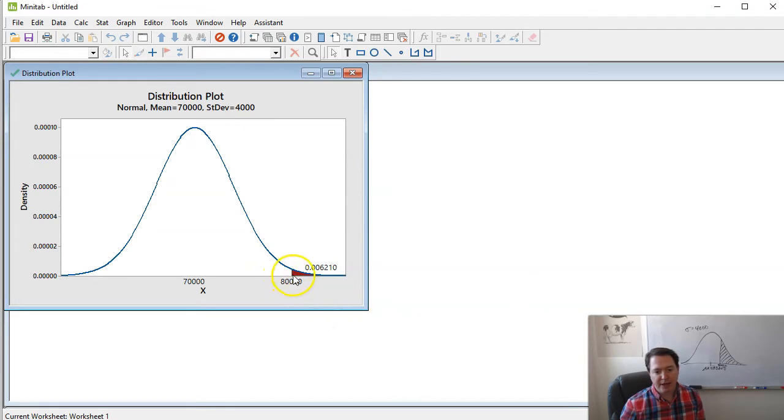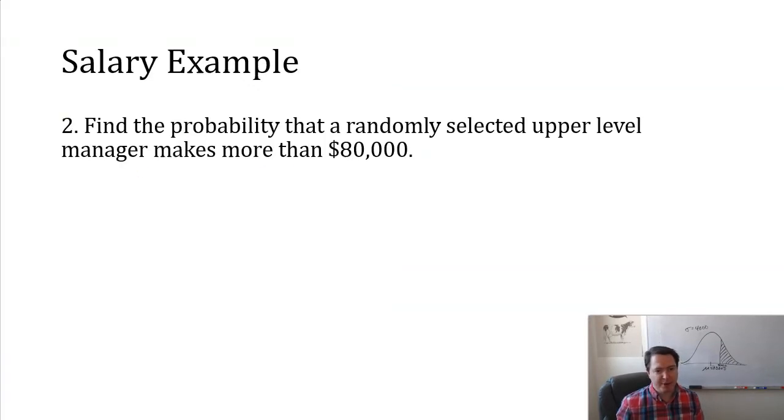So once I do that, I see that's this little region right here. Again, my guesstimated graph is always a little bit different in scale than what actually pops up here, but it is still the same idea, that we've got 70,000 right at the peak of the bell curve, and I'm looking for the area to the right of 80,000, which here is 0.0062. All right, so that's our answer for the next question. That's that probability.